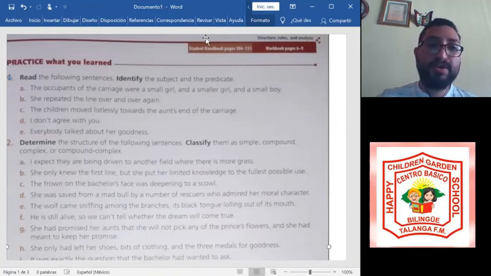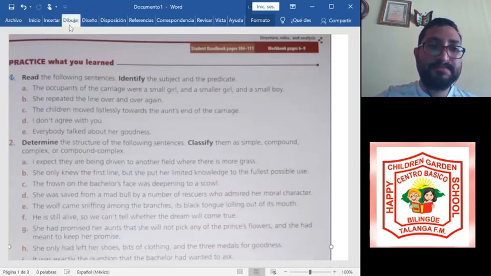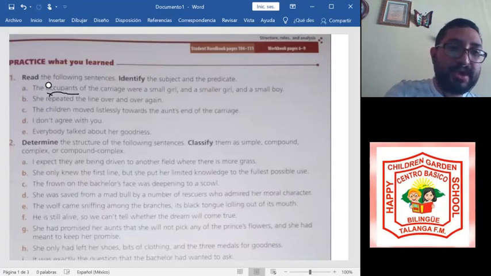So we're going to read the following sentence and identify the subject and the predicate. The occupants of the carriage were a small girl and a small boy. Okay, so what is the subject of the sentence? Where do we have the subject, and where is the predicate? The subject is going to be the occupants. We're going to have it over here, the occupants of the carriage, and it's going to be a subject. We can put a little s.